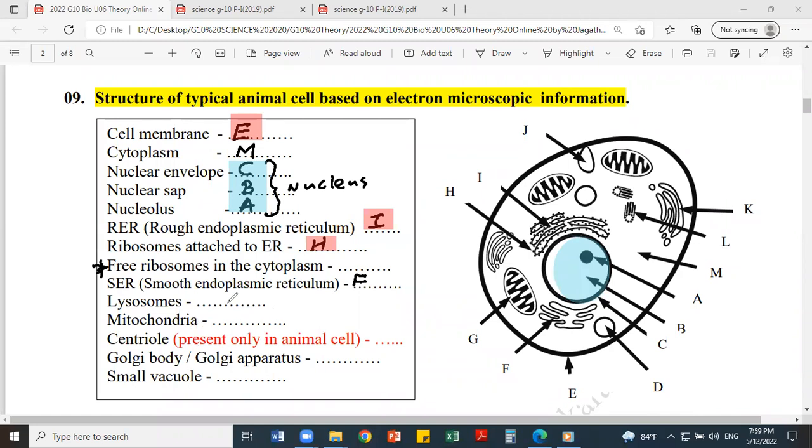Lysosomes, that is capital J. Mitochondria, that is capital G. And the centriole, present only in the animal cell, is given by capital L here. Next one, Golgi body or Golgi complex, that is given by capital K. And a small vacuole is also given, that is capital D.